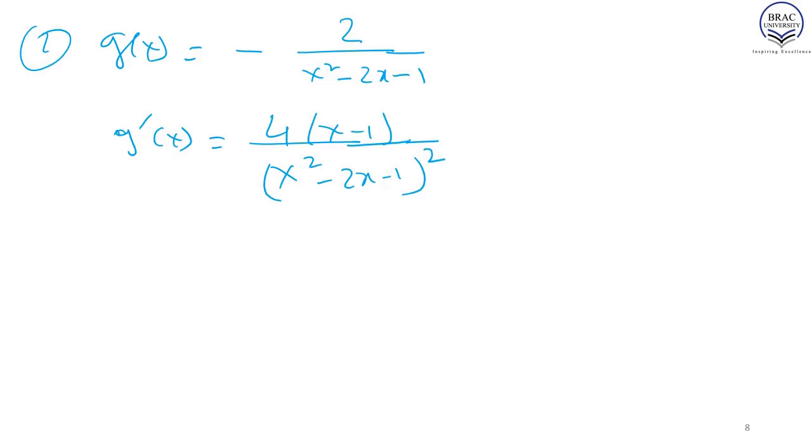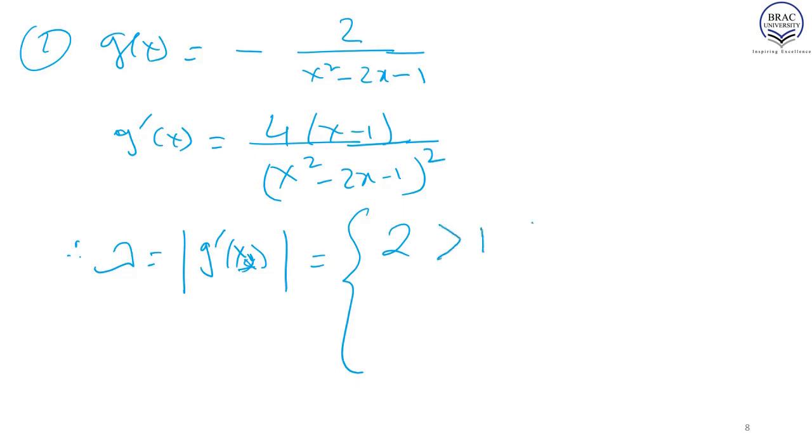Now we need to compute g prime of x at the three different roots. Therefore, lambda is equal to the magnitude of g prime at x star. So now plug in the values. If you put x equal to minus 1, then we get this equal to 2, which is greater than 1 for x star equal to minus 1. So it is diverging, so no solution.